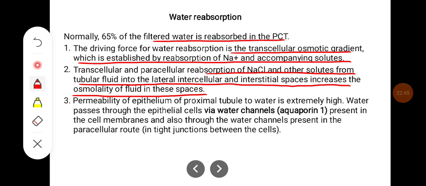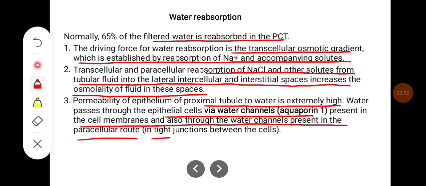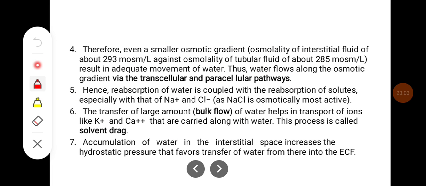Permeability of the epithelium of proximal tubule to water is extremely high. Water passes through epithelial cells via water channels, that is aquaporin 1, present in the cell membranes, and also through the water channels present in the paracellular route, that is tight junctions between the cells. Therefore, even a smaller osmotic gradient results in adequate movement of water. Thus, the water flows along with the osmotic gradient via transcellular and paracellular pathways.